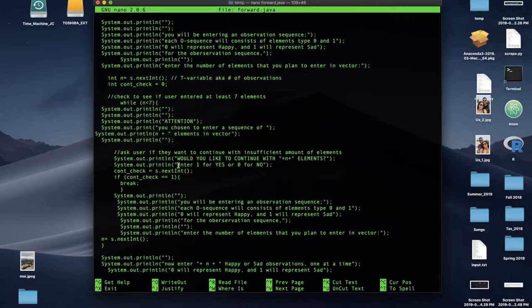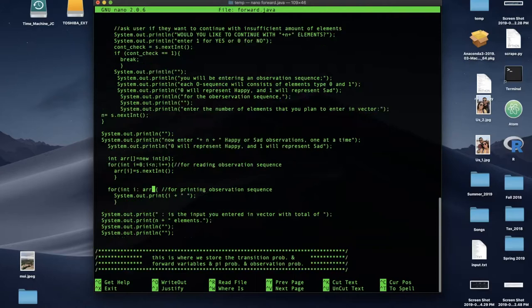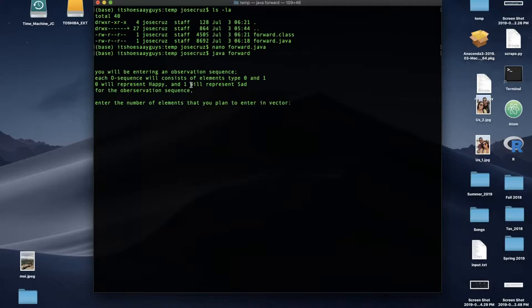And after you do that check, it asks you to enter the number, over here. It says, now enter the elements, either zeros and ones to represent happy or sad. So I can show you what it would look like right now. You will be entering an observation sequence. Enter the number of elements that you plan to enter in the vector.